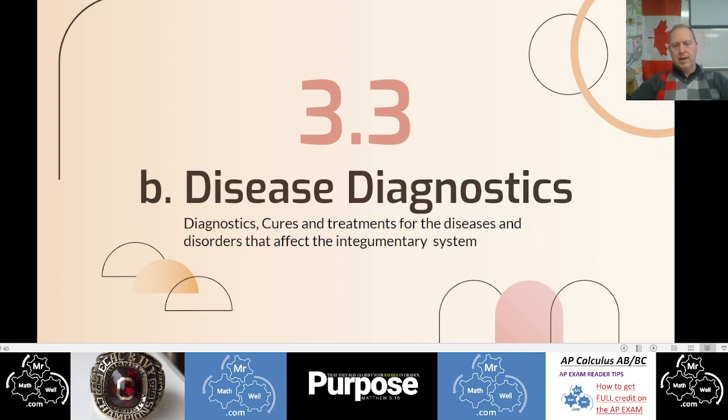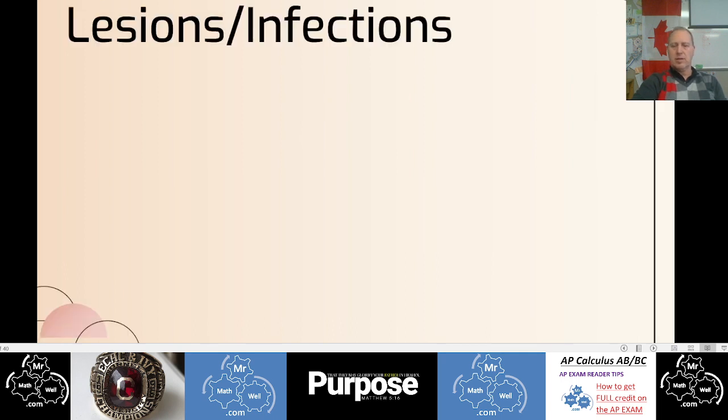Maxwell here. We're going to talk about part 2, Health Science 20 Integumentary System. So we're going to pick it up where we left off in the last video, 3.3 part B, diseases and diagnostics. So diagnostics, that is diagnosing, okay, what's wrong, cures and treatments for diseases and disorders of the integumentary system.